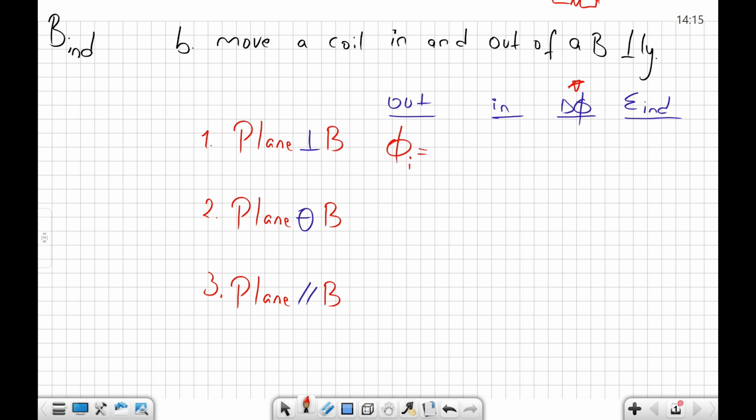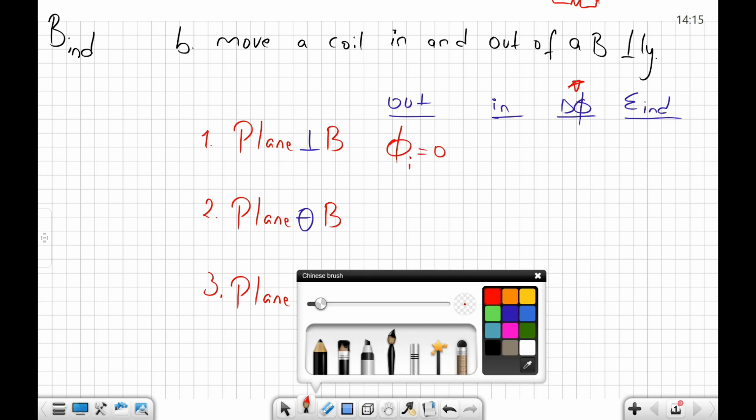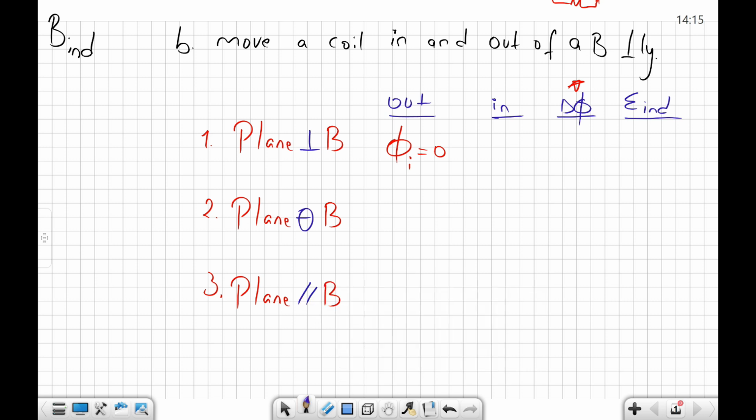The initial flux is equal to 0 when it is out. But when we move it in perpendicularly, now the field and the plane are perpendicular. So the final flux becomes maximum. So the change in flux becomes positive maximum. So since I have a change in flux, I will have induced EMF, which will be maximum. But there is a negative here. We will learn why there's a negative here in Lenz's law.